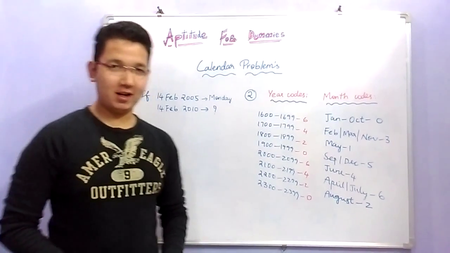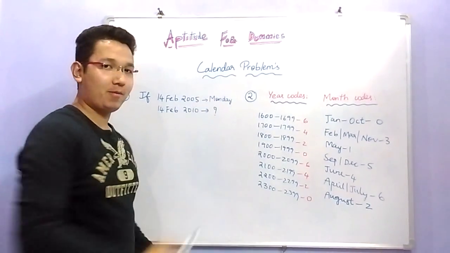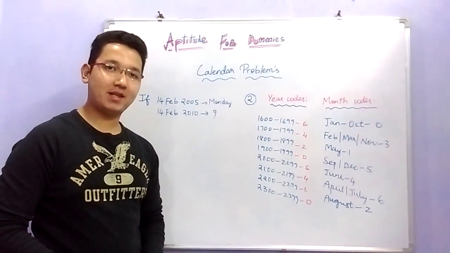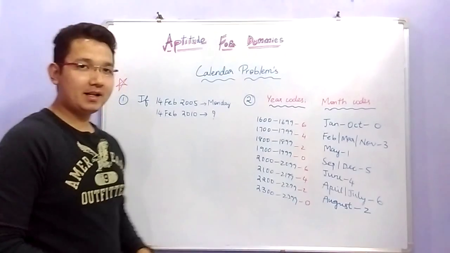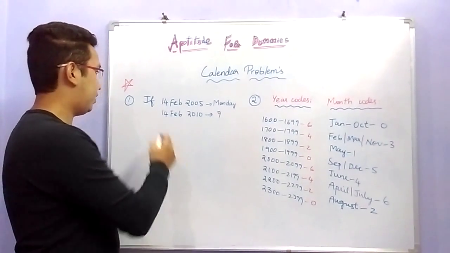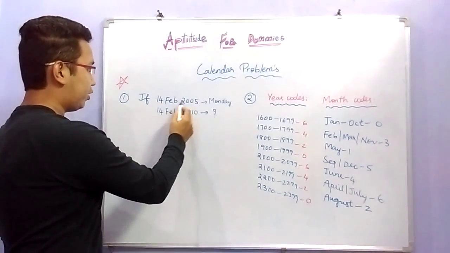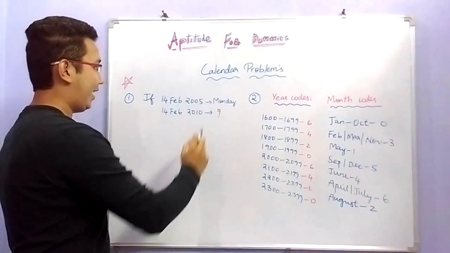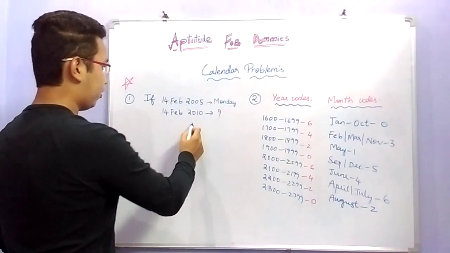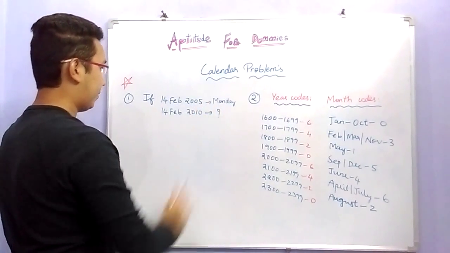Today we are going to learn how to solve calendar problems. So we have two different methods to solve these problems. Let us solve this first problem with the first method. If our question is, if 14th February 2005 was on Monday, then 14th February 2010 will be on which day?